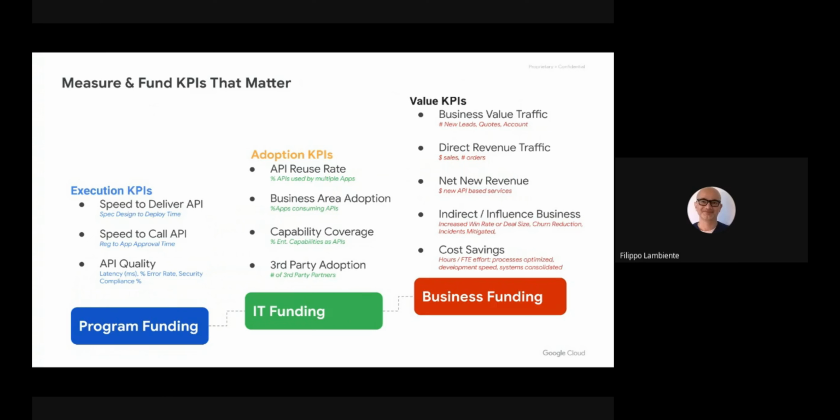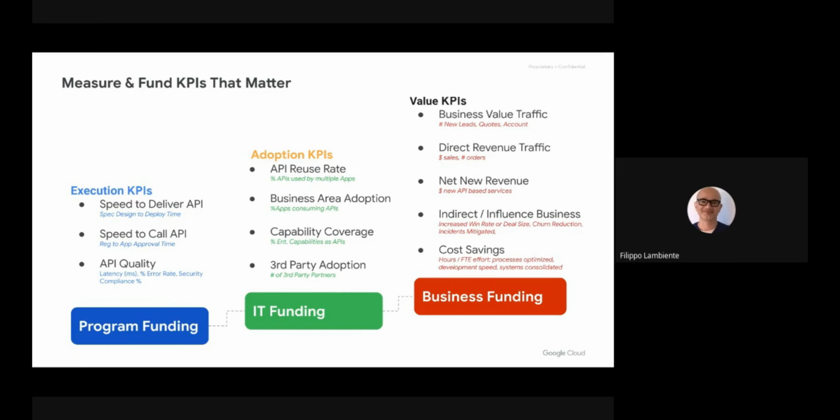Starting from the left to the right, they go from more IT to more business focused. For example, the speed to deliver an API: how long does it take from the design specs to the deployment? How long does it take to use that API? The quality of the API: what is the latency, the error rate, security compliance, and so on. And then maybe what is the reuse rate of that API? How can I measure the reuse rather than building from scratch every time?